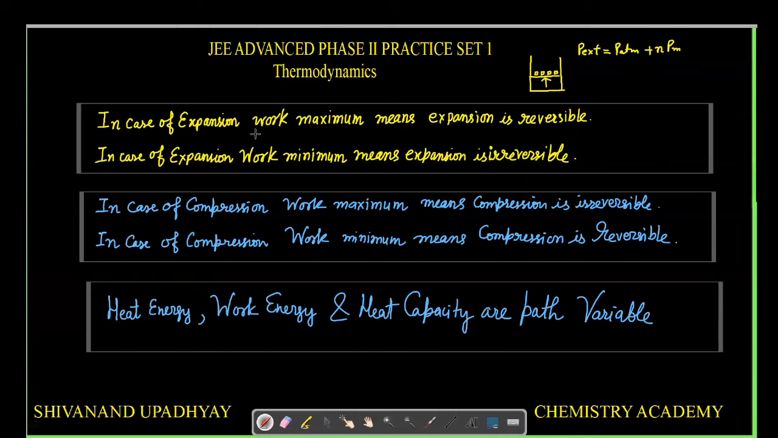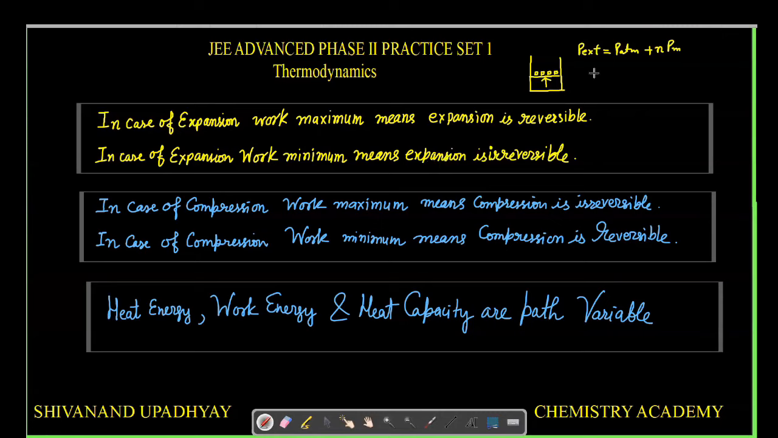So in case of expansion, if the word maximum is used, it is common sense that it is a reversible process, either isothermal or adiabatic. If they are using expansion and saying maximum work will be done, the process will be reversible. In the same way, in case of expansion, if work is minimum, it means the expansion is irreversible.